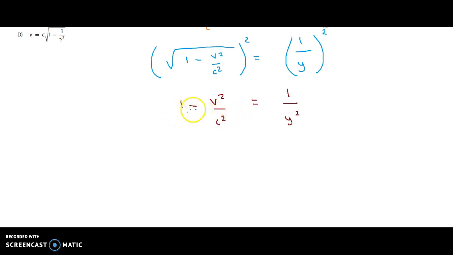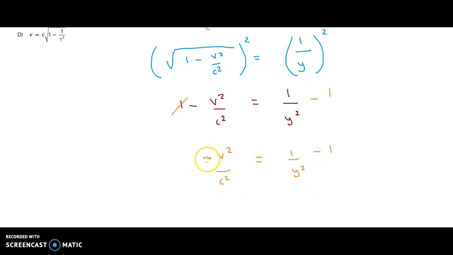Maybe we could move the 1 over there. We could subtract 1 from both sides, right? That would get us to, here, we get minus 1. And now we're at negative v squared over c squared is equal to 1 over y squared minus 1.